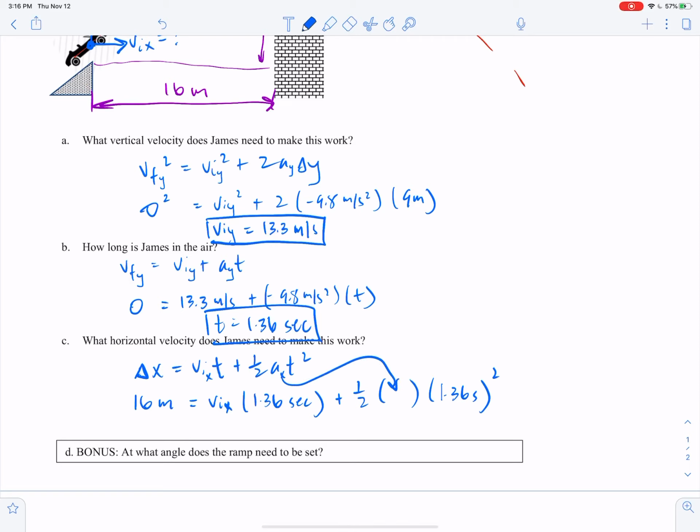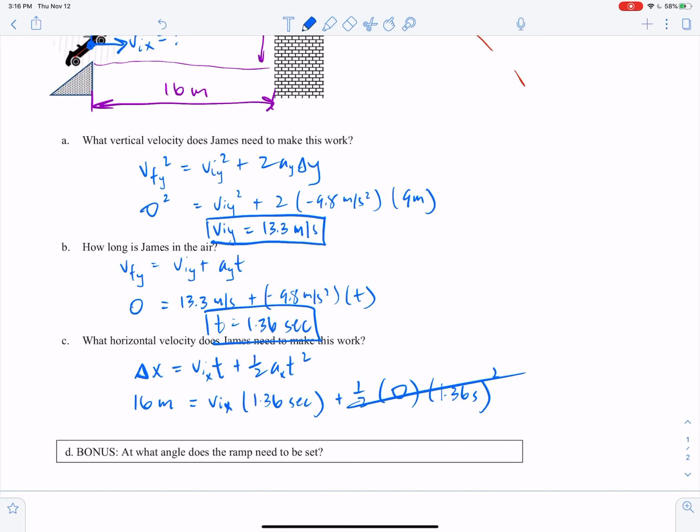This quantity right here. Well, one of the rules of projectile motion is that when an object is in the air, it's only being acted on by gravity. This is if we ignore air resistance. Gravity does not influence the horizontal motion. And so the car, James, will just move at constant velocity in the horizontal direction. That means that his horizontal acceleration will be 0. So that means this whole term just goes away, and I can easily solve for his initial horizontal velocity.